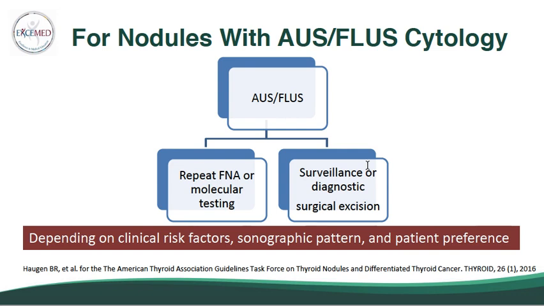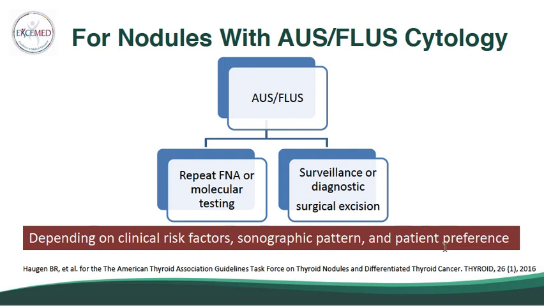So if the patient, based on the history and physical examination, is high risk, for example, the patient is male, has a history of neck irradiation, or has a family member with thyroid cancer, then even if it's just an AUS, you can proceed to advise thyroidectomy. Or if the sonographic features show microcalcification or irregular borders, which indicate a high risk of malignancy, then you can push the patient to do the thyroidectomy.